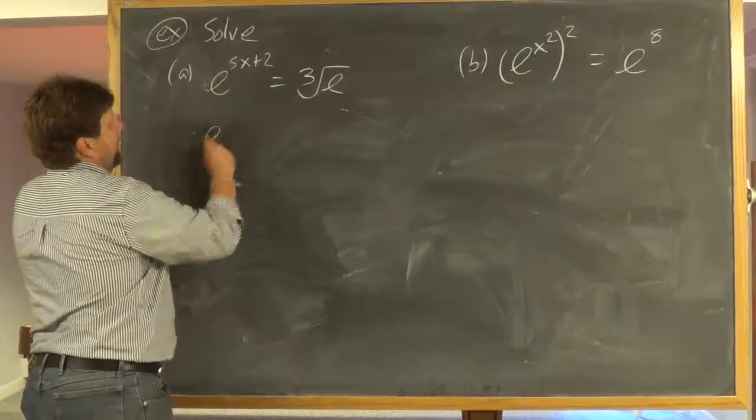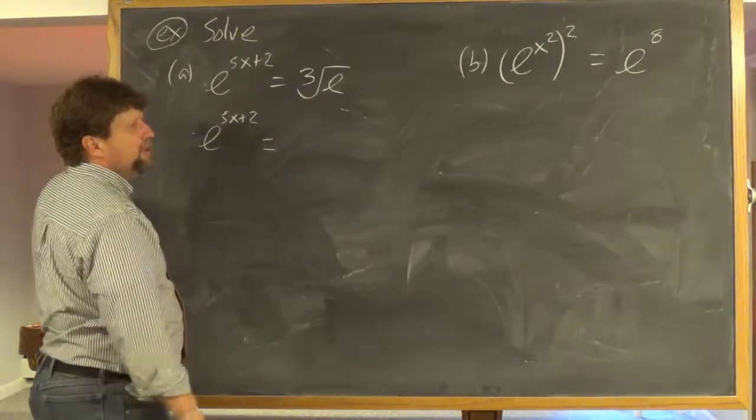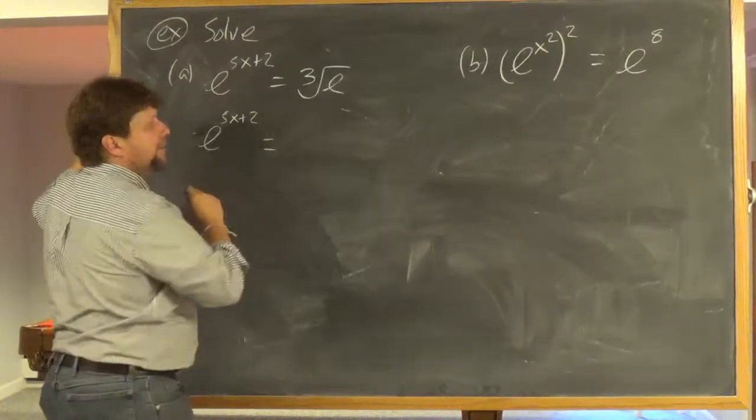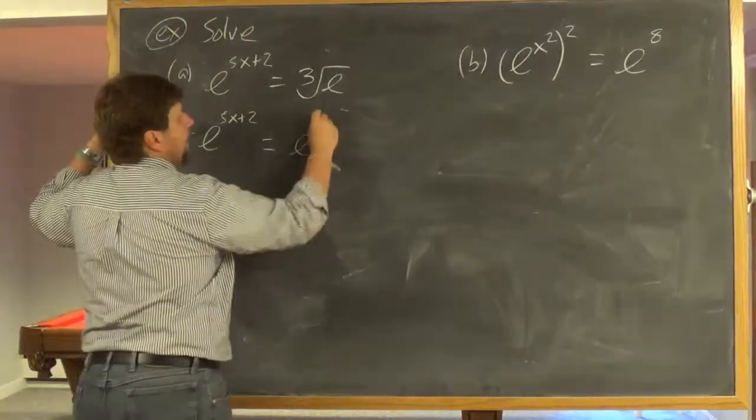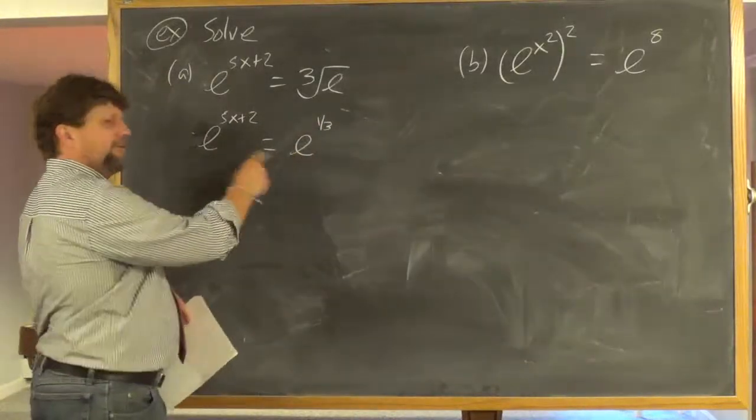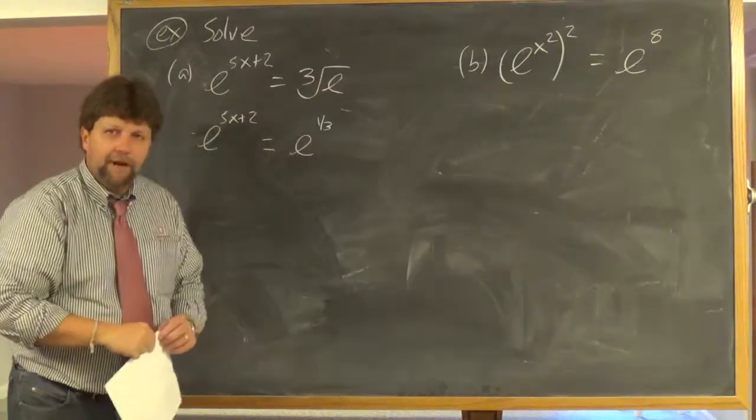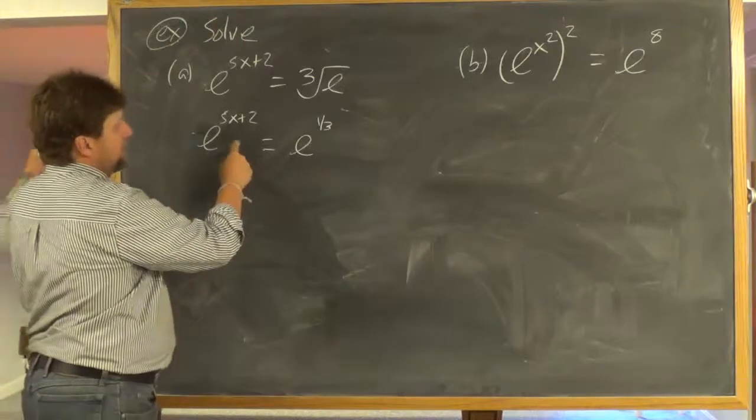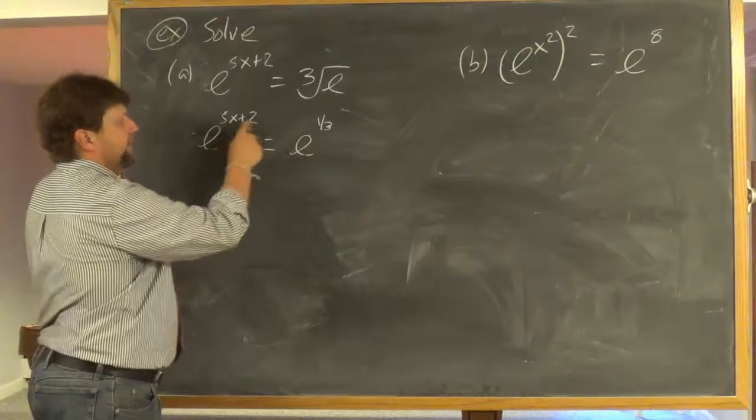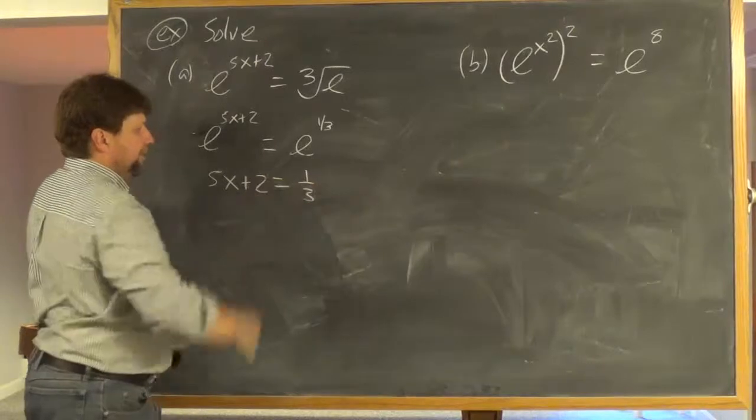The left side is already written as e to the 5x plus 2. Now the right side we have the cube root of e. But I remember an old property of radicals. It allows me to rewrite the cube root of e as e to the 1/3 power. Now since we have written e to the 5x plus 2 equals e to the 1/3 power, the only way this equation can be true, since the bases are the same, is if the exponents are equal. If 5x plus 2 is equal to 1/3.